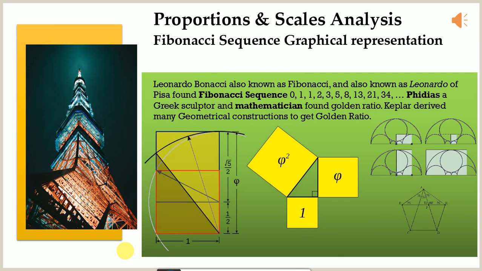Proportions and scales analysis. Fibonacci sequence graphical representation. Leonardo Bonacci, also known as Fibonacci, and also known as Leonardo of Pisa, found the Fibonacci sequence 0, 1, 1, 2, 3, 5, 8, 13, 21, 34. Phidias, a Greek sculptor and mathematician, found the golden ratio. Kepler derived many geometrical constructions to get the golden ratio.